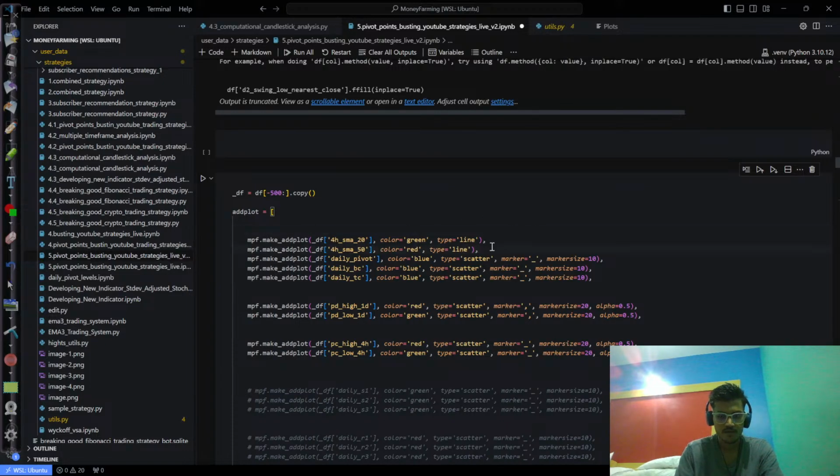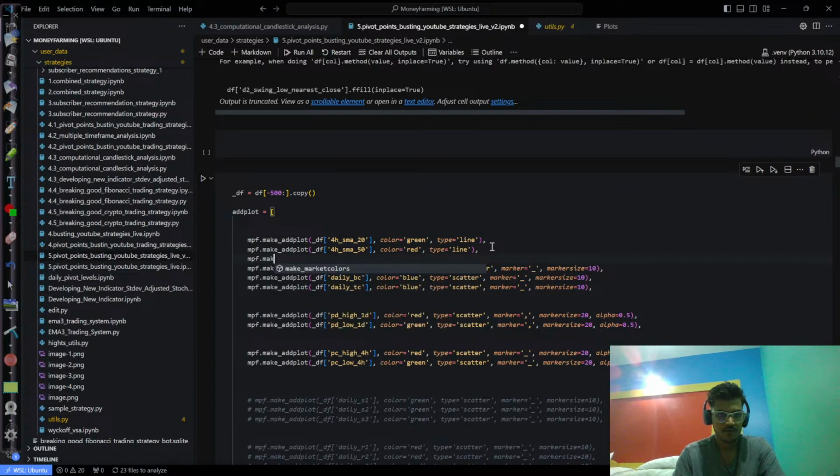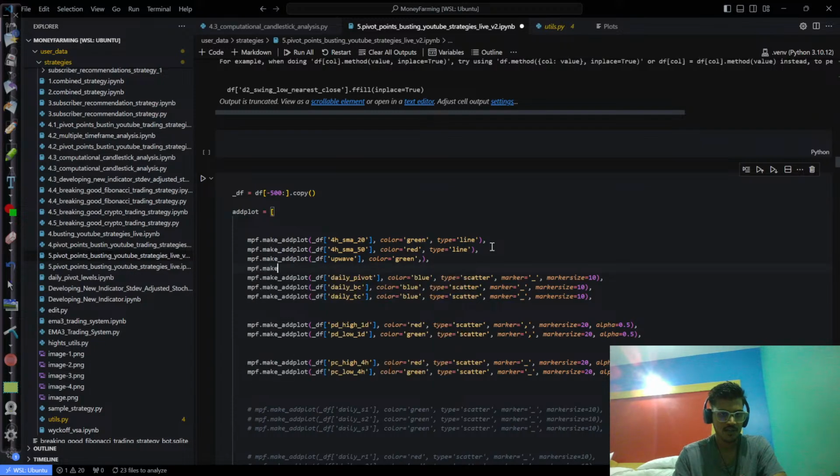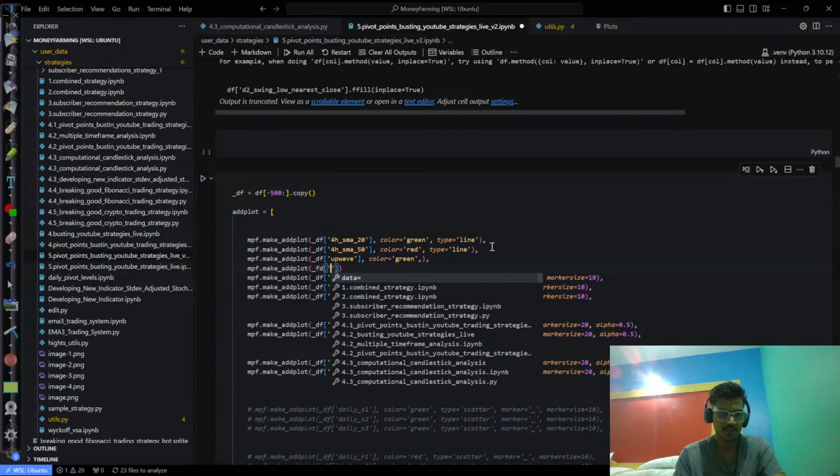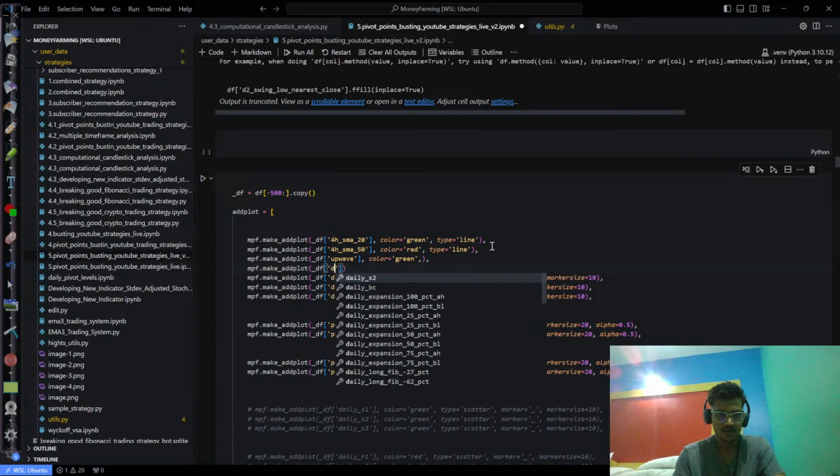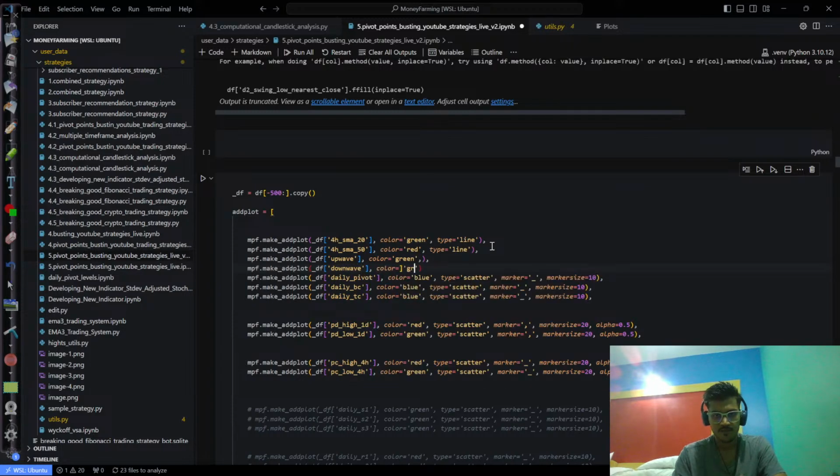Okay. So MDF dot make at plot DF up wave, color gray. You know what? I'm gonna get a green color. Make it as explicit as possible, guys. You should understand what is going on there. That's why I'm plotting and showing everything to you. See, this is how it looks. You understand?